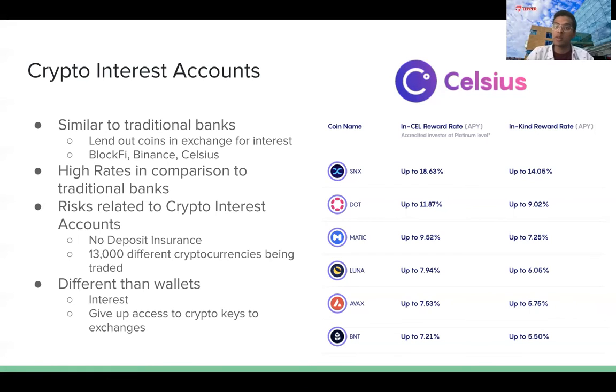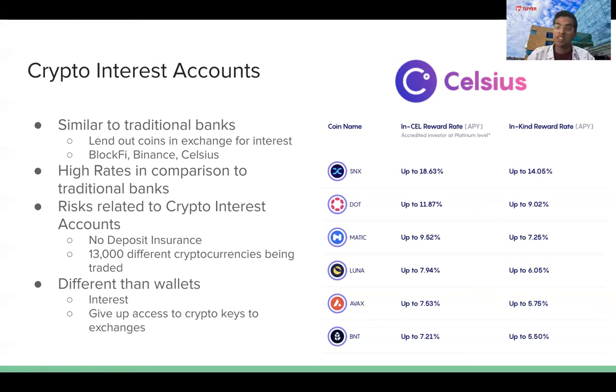And similarly, BlockFi offers around 9.5%. In comparison, regular banks offer an average interest rate of around 0.06%. And there are also risks with crypto that help justify these high rates. First, there is no deposit insurance for crypto interest accounts. This means that there is currently no government guarantee on the accounts.